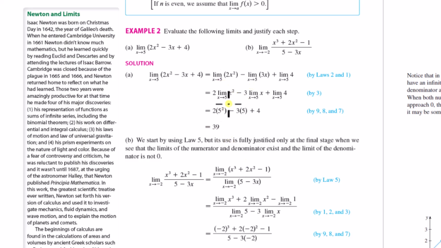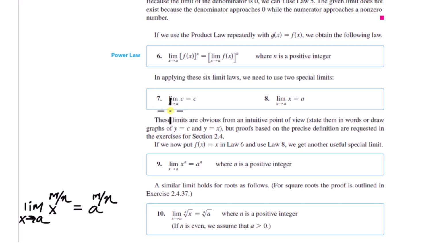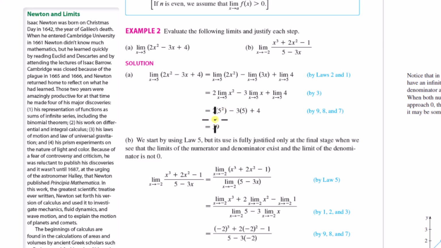Okay, now all of these remaining limits apply to the properties we just discussed. So the limit as x approaches a of x squared is equal to a squared. So this is 5 squared. The limit as x approaches a of a is equal to a. Here the limit as x approaches a of c is equal to c. Right, that was this. The limit as x approaches a of c is equal to c. So they evaluate the limits, simplify the expression, and get 39.